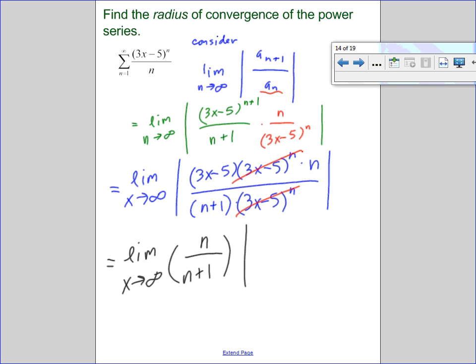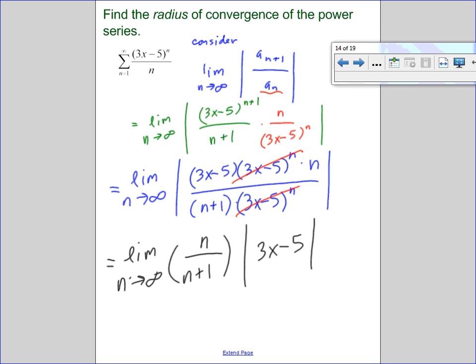And now I've got the absolute value of 3x minus 5. And we need the bars on that because my variable x could change. That could be negative. The n plus 1s are positive integer n's. Okay, what happens to the fraction n over n plus 1 as n goes to infinity?